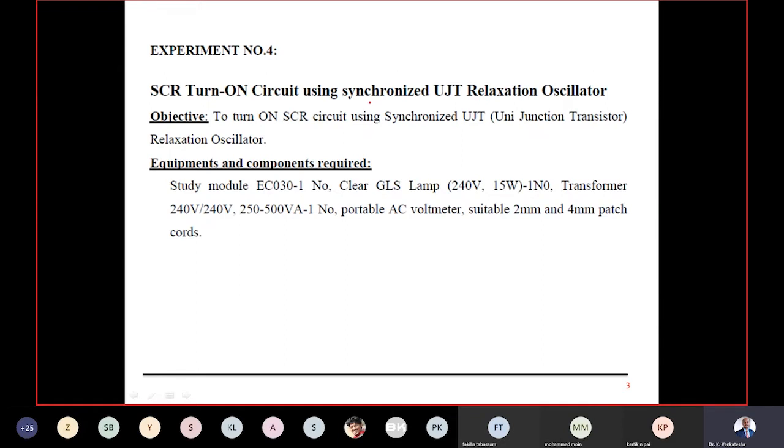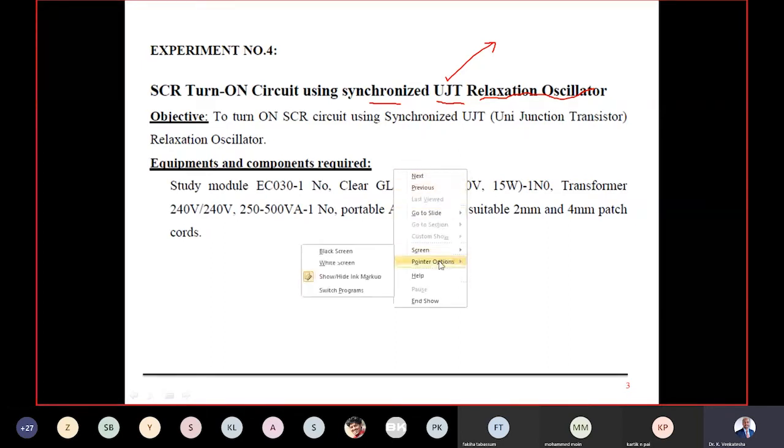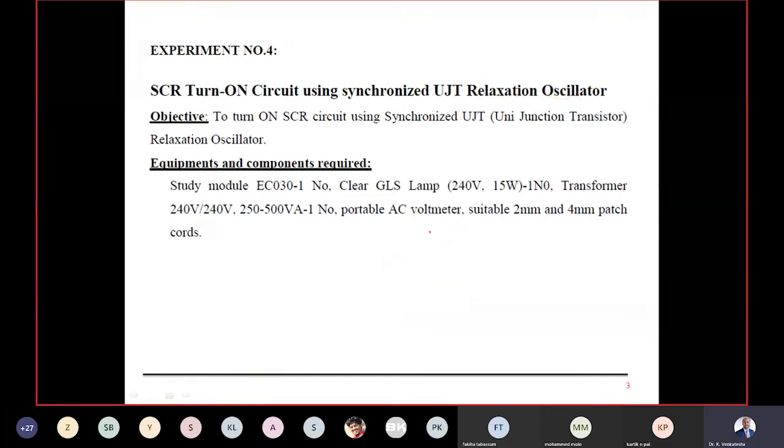Then I told you synchronize means the control pulses should be synchronized with the main supply voltage. Then UJT, unijunction transistor, is a special type of transistor where it has got only one junction. This is suitable for generating switching pulses for your SCRs, maybe timing delay circuit generations. There and all we use the UJT. Then relaxation oscillator means this particular circuit is capable of generating a non-sinusoidal signal by itself. That's why it's called UJT relaxation oscillator. It oscillates and gives the signal.